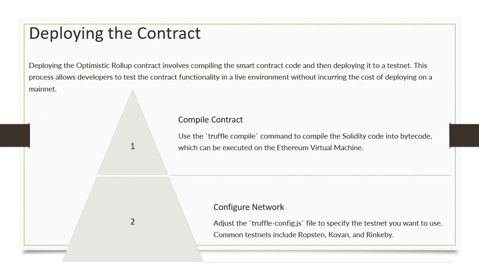Now, when we come to deploying the contract, deploying the optimistic rollup contract involves compiling the Solidity code and deploying it to a testnet. Use the truffle compile command to compile the code into bytecode, which can be executed on the Ethereum virtual machine. Configure the truffle-config.js file to specify the testnet you want to use, such as Ropsten, Kovan, or Rinkeby. Finally, use the truffle migrate command with the --network flag to deploy the contract to the chosen testnet.